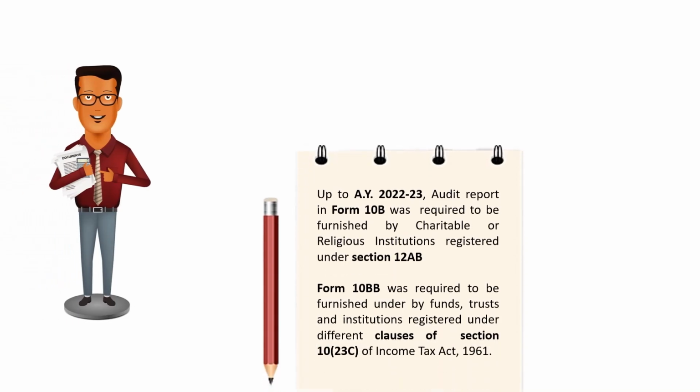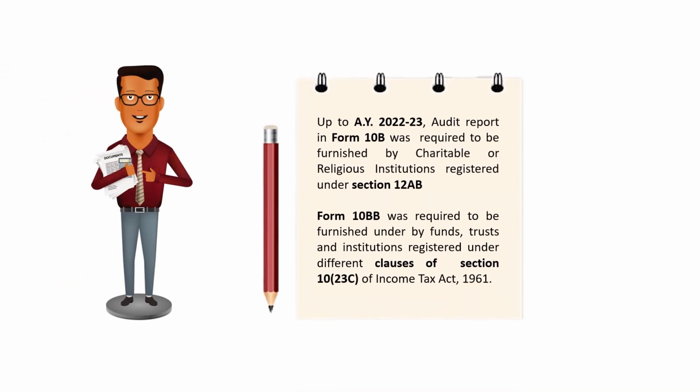However, up to assessment year 22-23, Form 10B was applicable in the form of an audit report to be furnished by a charitable or religious trust registered under Section 12AB, and Form 10BB was required to be furnished by funds, trusts and institutions registered under different clauses of Section 10(23C) of the Income Tax Act.